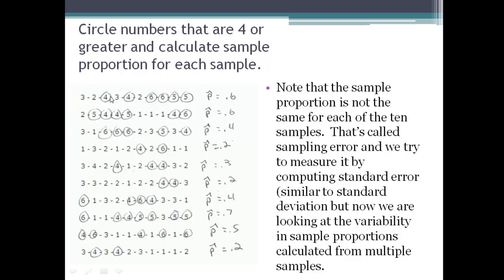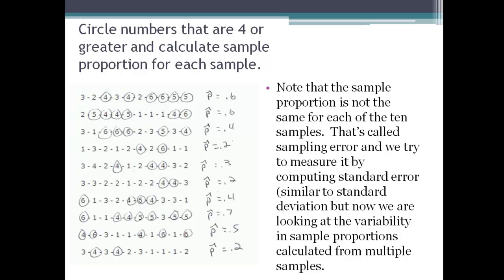Then I asked them to circle all the numbers that were 4 or more. For each one of those, compute the sample proportion. So in the first sample, there were 6 numbers that were 4 or greater. That's a sample proportion of 6 out of 10, or 0.6. So here's what it would look like for one student.